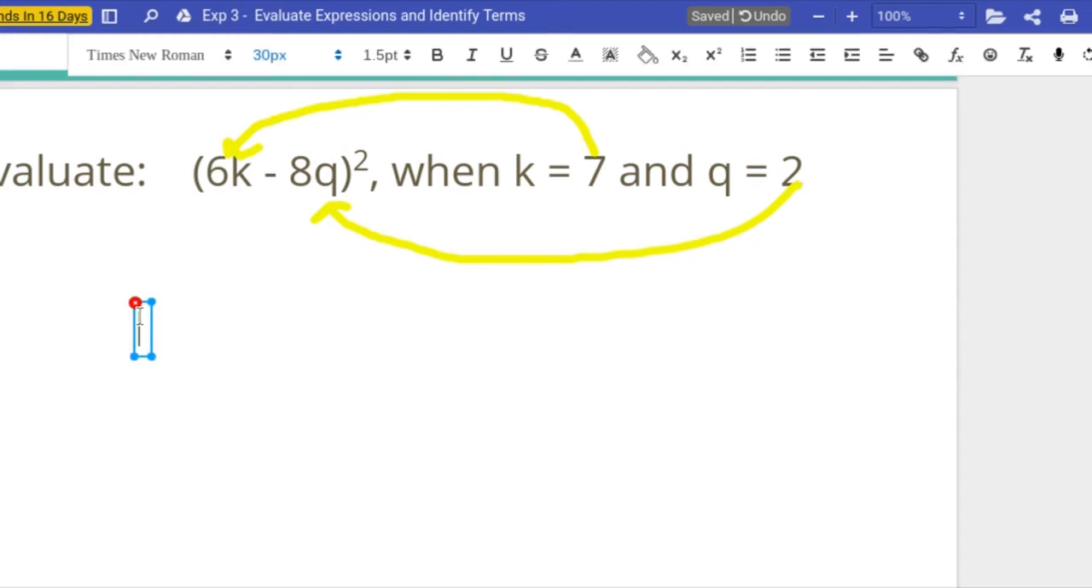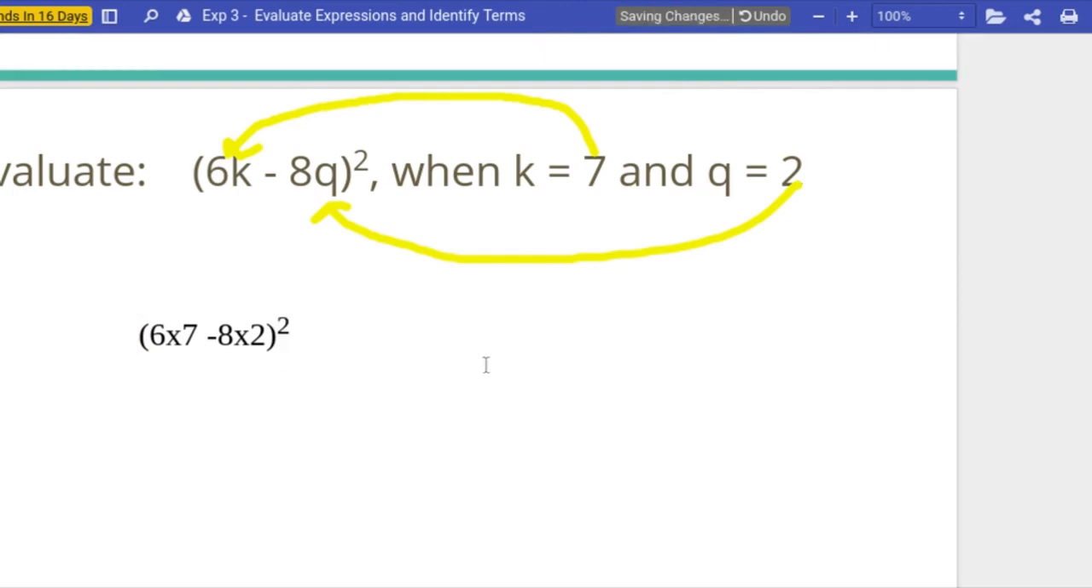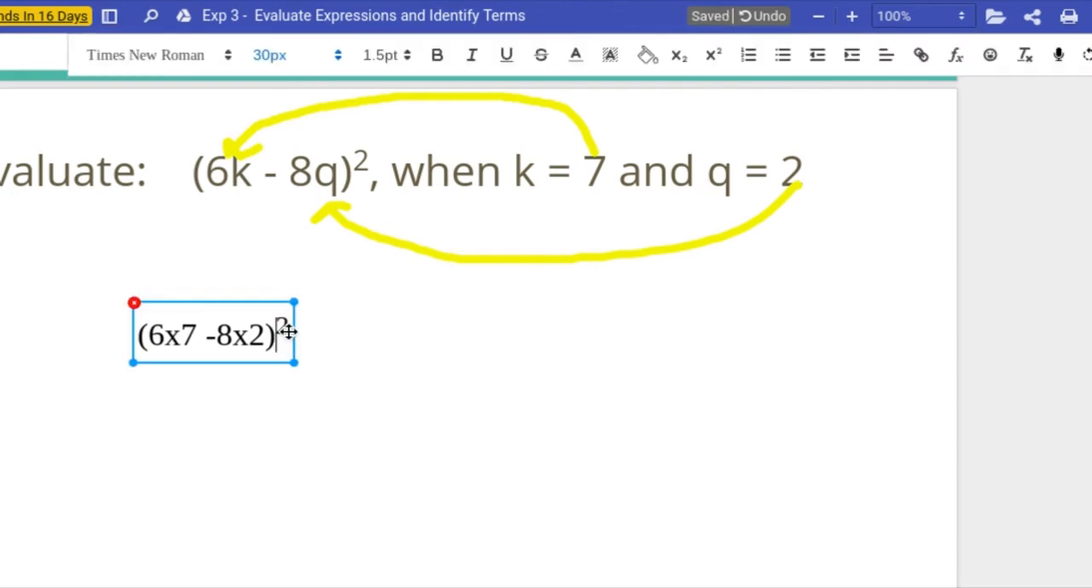So I'm going to substitute my numbers in. So I have 6 times 7 minus 8 times 2. And all of that is still inside some parentheses. And then I'm going to square it after I figure out what all of that is equal to. So 6 times 7 is 42, and 8 times 2 is 16. So 42 minus 16 is going to be 26. And then I'm going to need to square that. So I'm going to have 26.